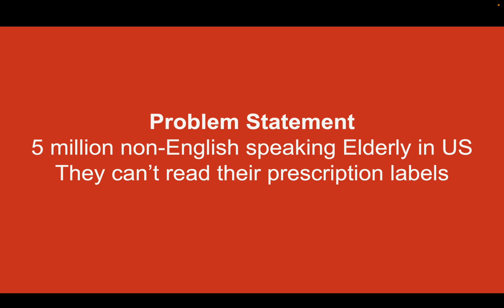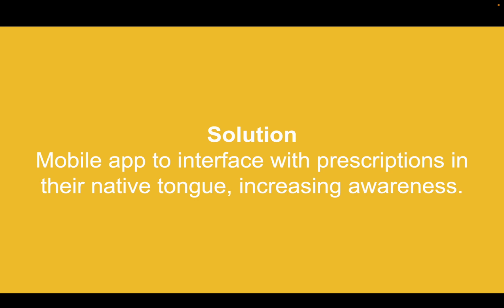Our problem statement is that 5 million non-English speaking elderly live in the US and they can't read their prescription labels, and that's problematic both because they don't understand what they're taking, but also because they can't participate in their healthcare. Our solution is a mobile app to interface with prescriptions in their native language, increasing awareness and participation in what they're taking, and also hopefully increasing how well they take it in terms of what was prescribed.